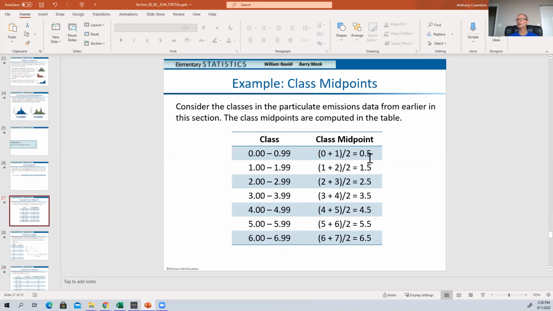So in this case here, you could see these would be the midpoints with regard to that. And what we've done in the calculations is the 0 and the 1 and the 2, and so on and so forth.